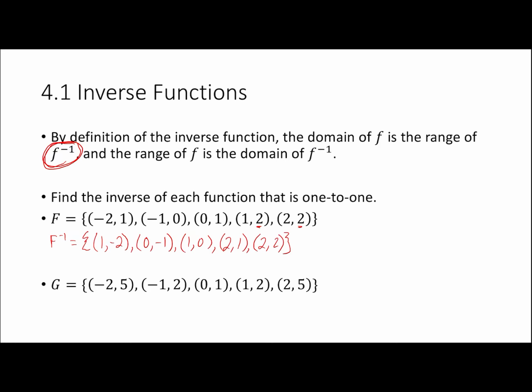And so as we're looking at each of these and finding their inverses, it is just that, flipping x's and y's. So look at function g. If we're going to find g inverse, again, we're just going to flip x and y. So the first ordered pair would be 5, negative 2. The next ordered pair would be 2, negative 1. The next ordered pair is 1, 0. The next one is 2, 1. And the last one is 5, 2.